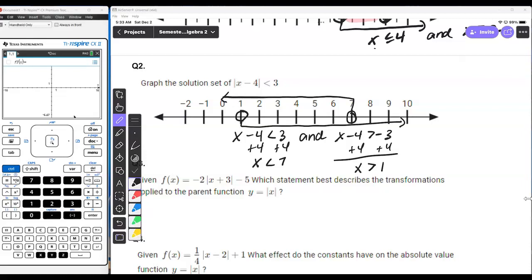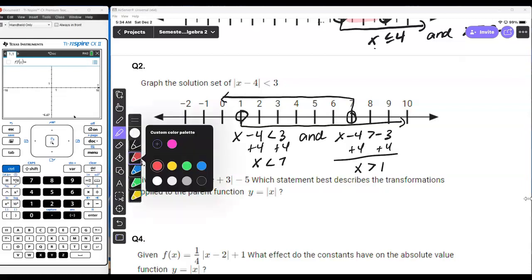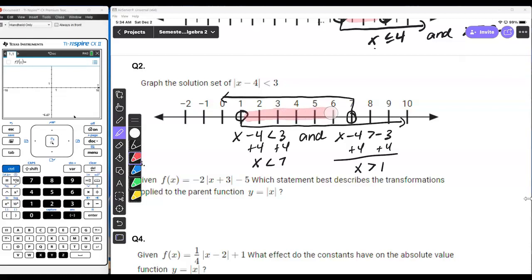Now, in this answer, we don't include 1 and 7 since there isn't an equals. So remember that it will be all the numbers between 1 and 7, not including 1 or 7. And what you need to remember is that since there isn't an equal sign, it's going to be an open circle.